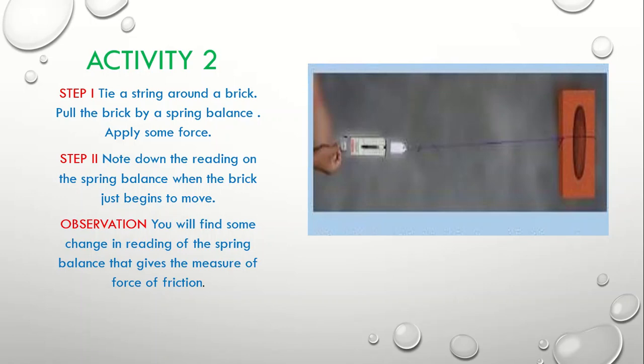First of all, you will tie a string around the brick and pull the brick with a spring balance, applying some force. Now, note down the reading on the spring balance when the brick just begins to move. Your observation is that you will find some change in the reading of the spring balance, and that reading gives the measure of the force of friction.